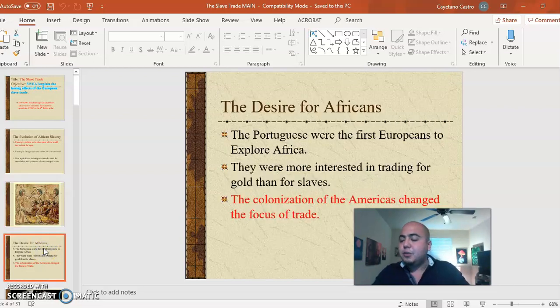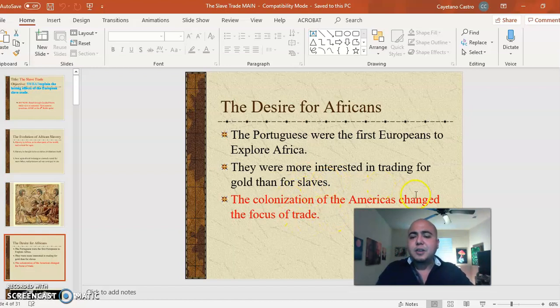And the reason why, again, our unit is focusing on Africa and history. We're going to see the rationale of why Europeans would take advantage of the African communities to capture them and then sell them. This all started out with the Portuguese, and I'll show you a map right now so you can see who the Portuguese are. They were the first Europeans to explore Africa. They were more interested in trading for gold than for slaves.